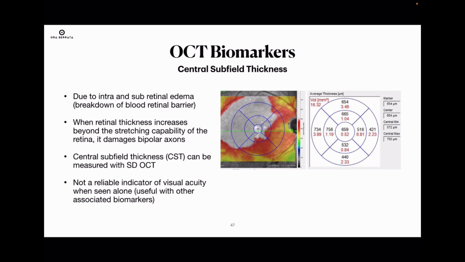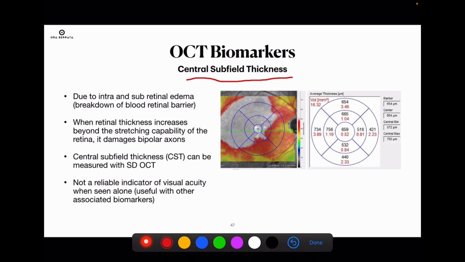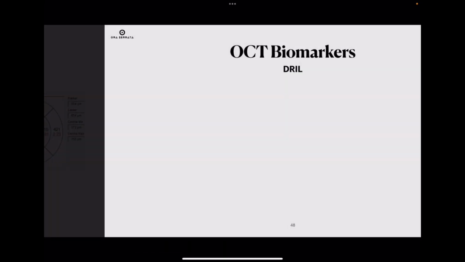So OCT also provides us with various biomarkers. So the first one is the central subfield thickness. It is not very specific and is not a very reliable indicator when used alone, but it is useful when we are using it with other biomarkers.